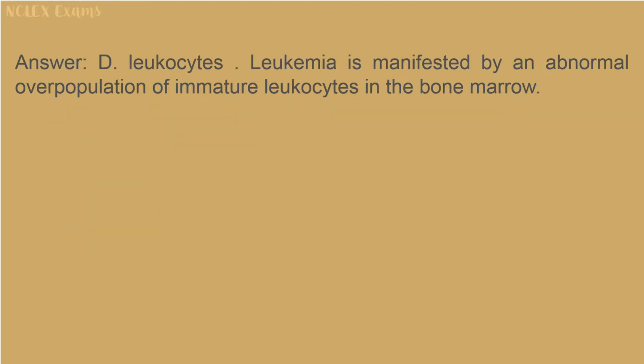Answer: D. leukocytes. Leukemia is manifested by an abnormal overpopulation of immature leukocytes in the bone marrow.